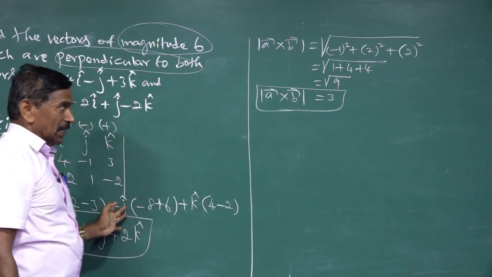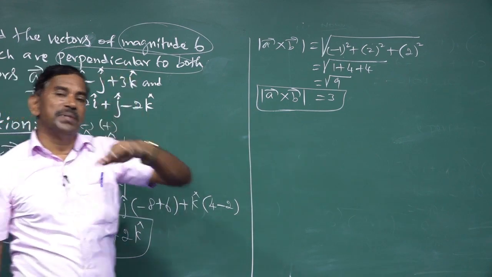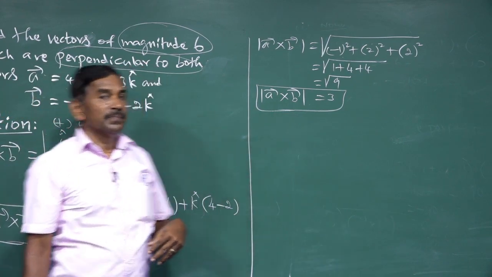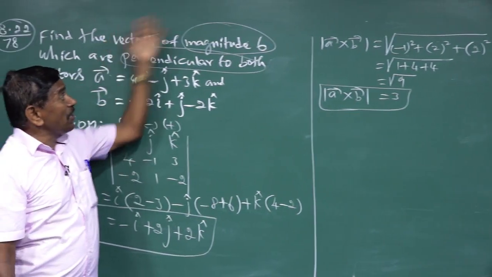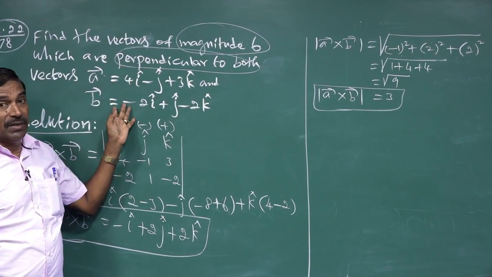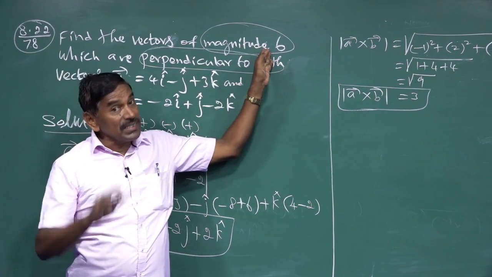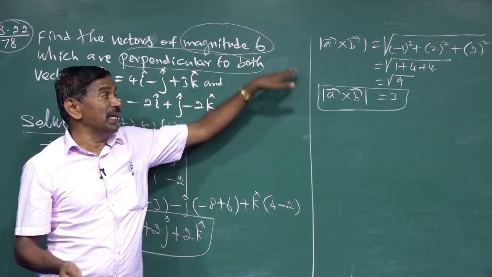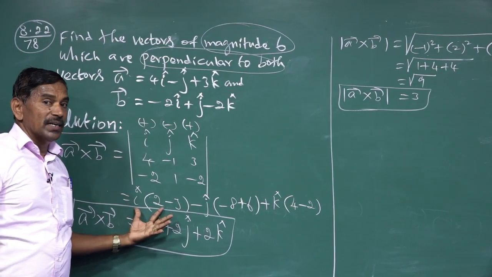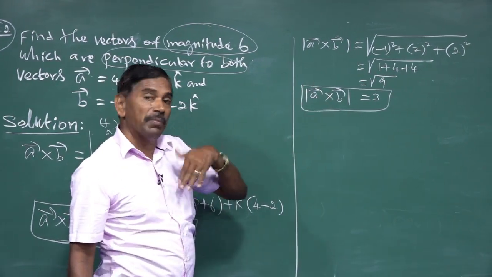Step 1, A cross B. Step 2, modulus A cross B. Step 3 is the formula. The vectors of magnitude 6, which are perpendicular to both A vector and B vector, are given by plus or minus 6 into n cap equal to plus or minus 6 into A cross B divided by modulus A cross B. Now I want to write the formula directly.